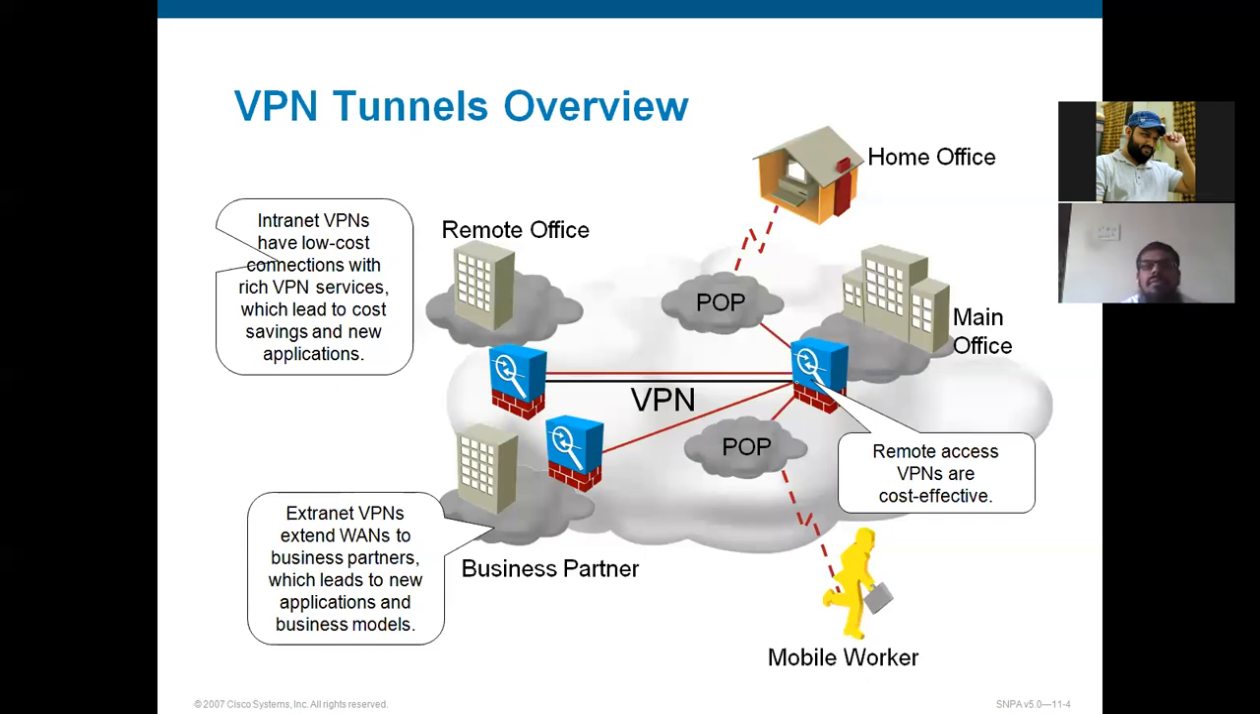Okay, anything is possible. So let's say this is your main office. You can connect from your home office, let's say, over the internet. Remote office, they connect over the internet. Business partner, they can connect over the internet. Even a mobile worker can connect to the internet. So this is all called the VPN, virtual private network.